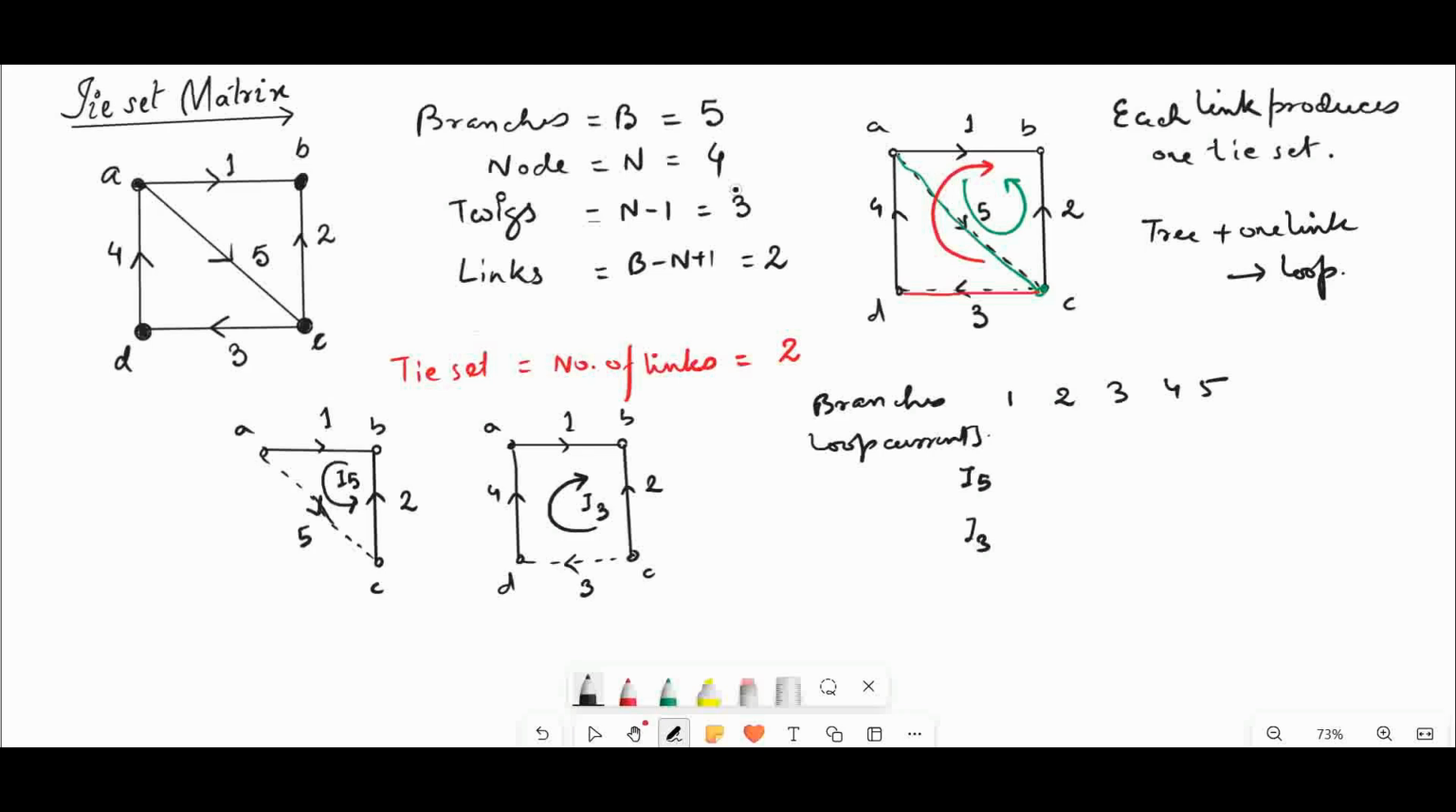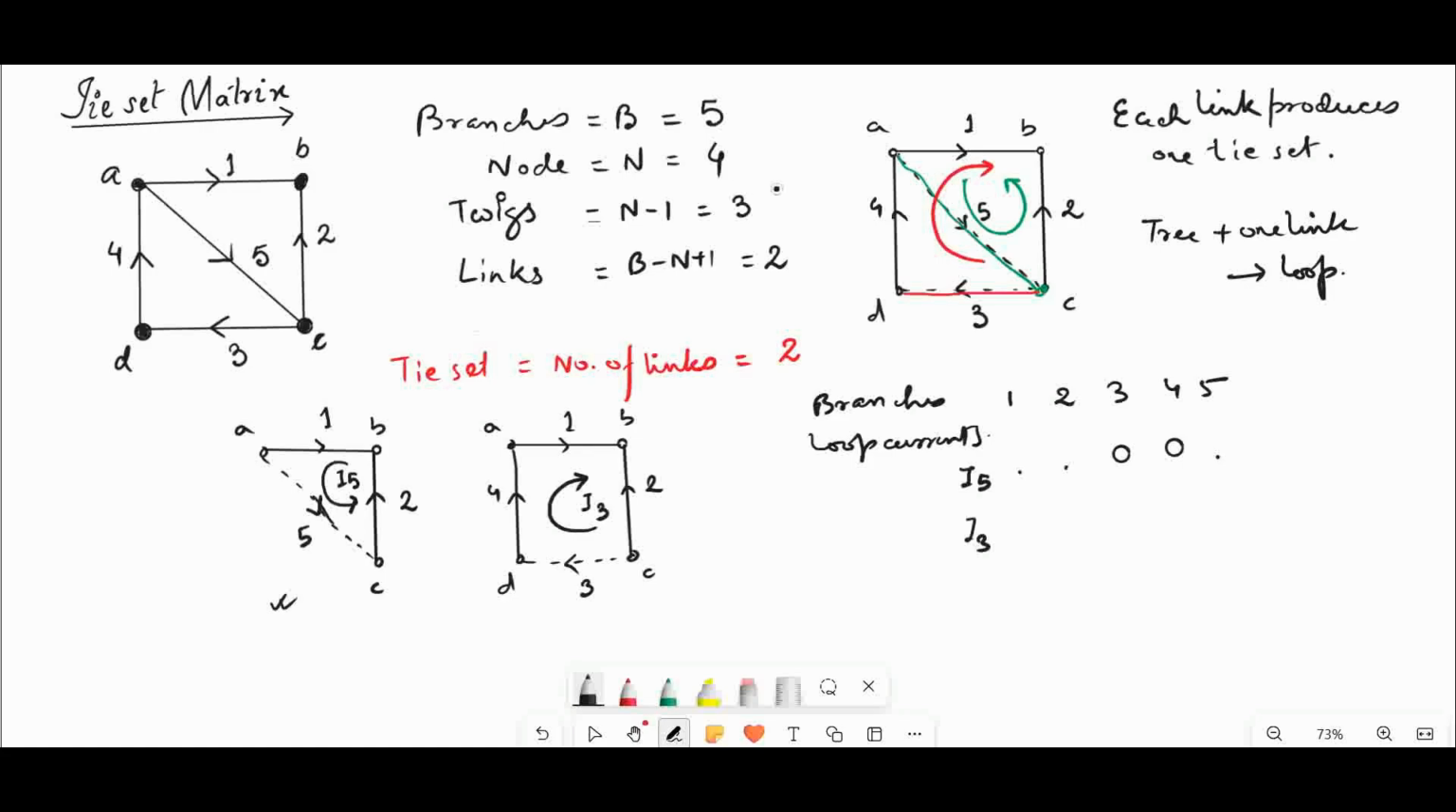Considering the loop currents, we will be providing +1 or -1. If the branch current is in the same direction as the direction of the loop, then it will be considered as +1. And if the branch current is opposite to the direction of the loop current, then it will be considered as -1. So in the first example for I5, we have branches 2, 1, and 5. So we'll be having values across 1, 2, and 5, and the remaining will be 0 because we do not have branch 4 and 3.